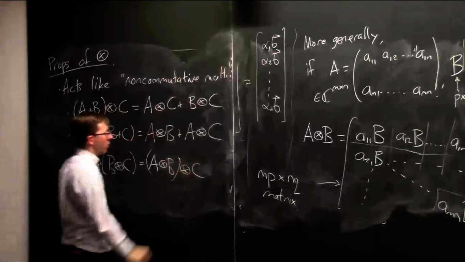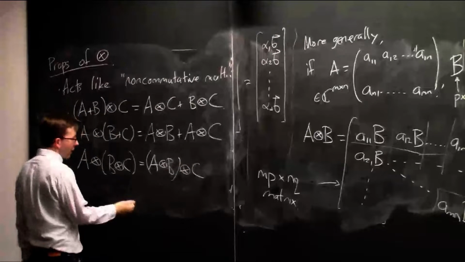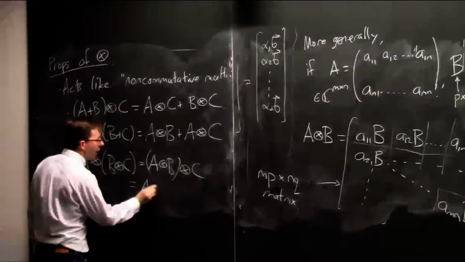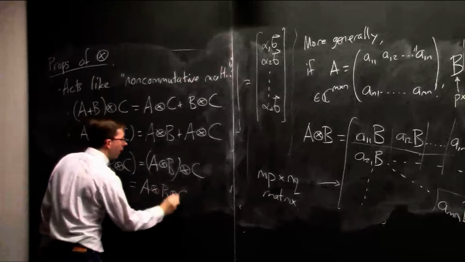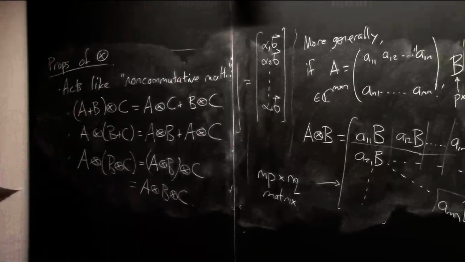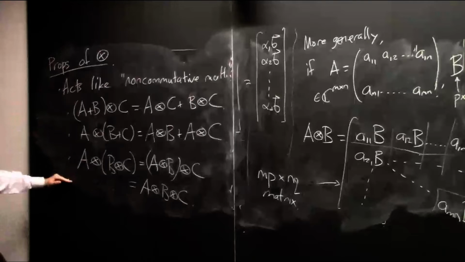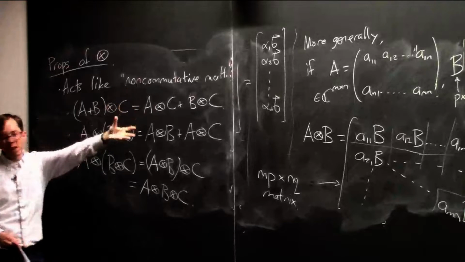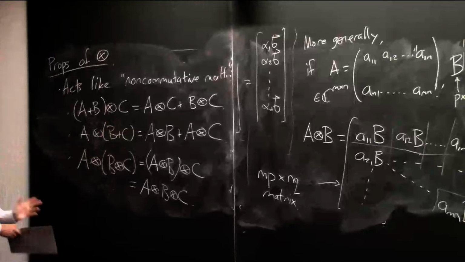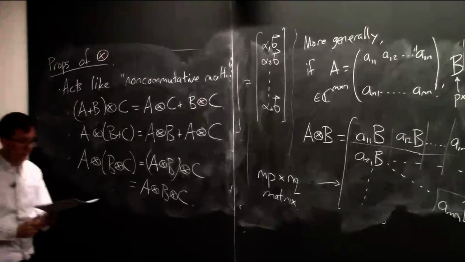These are easy to prove. Because of this, we drop all the parentheses and write A tensor B tensor C. So that's just like multiplication. It's non-commutative though, because as we saw, it matters the order you do it. A tensor B is not necessarily equal to B tensor A.